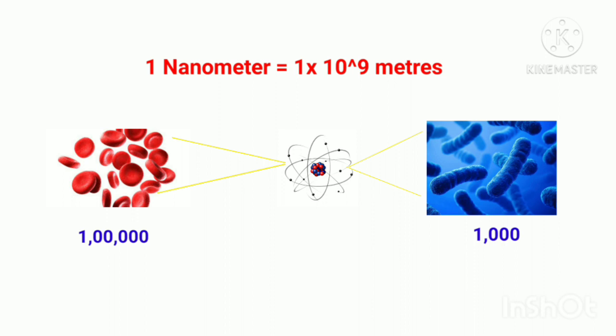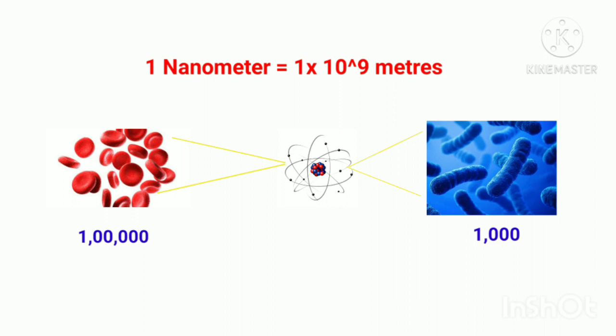Now let's see how an atom compares in size to other objects. Well, let's see. If it takes billions of atoms to cover a full stop at the end of a sentence, imagine how small an atom could be.